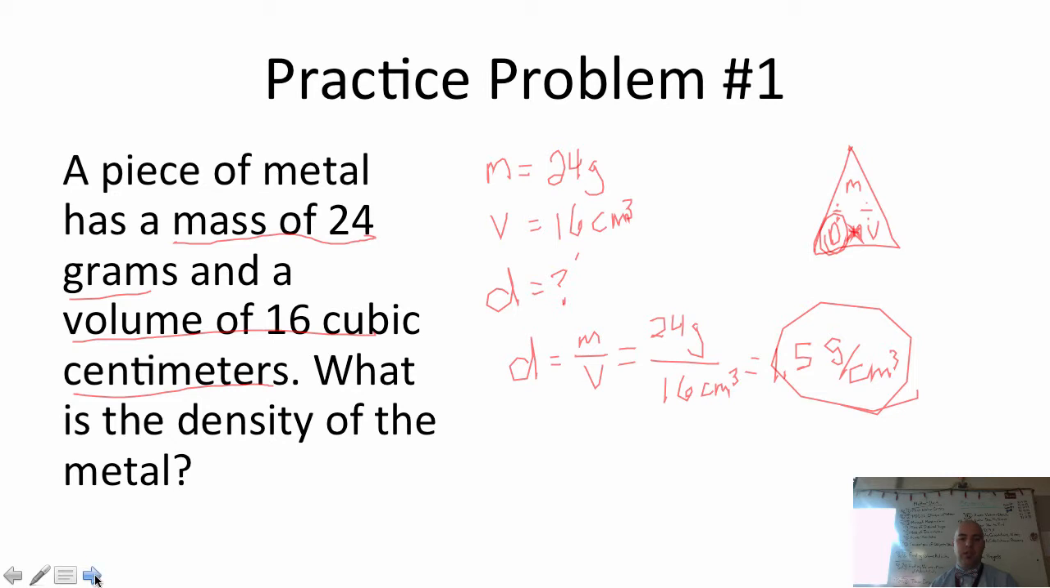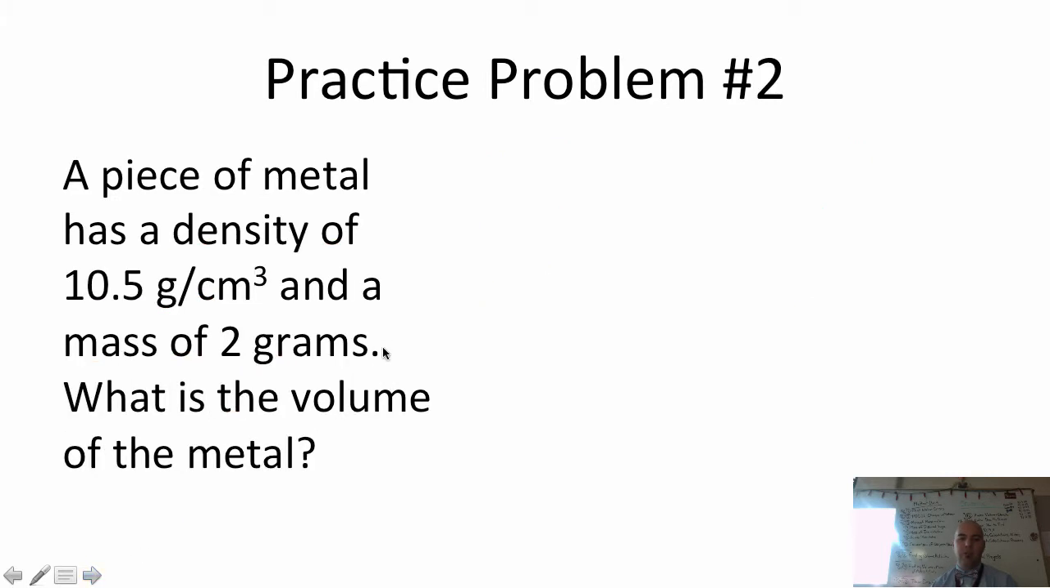All right, so here's the next one. We've solved for density. You know, density equals mass divided by volume. Now for this one, it's going to be a little bit different. This time, we're going to be solving for something else. So let's see, what do we know? We've got a piece of metal that has a density of 10.5 grams per cubic centimeter and a mass of 2 grams. What's the volume of this metal?